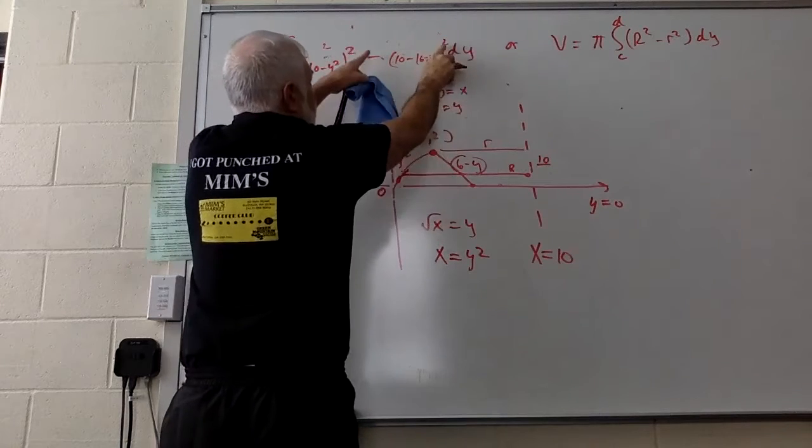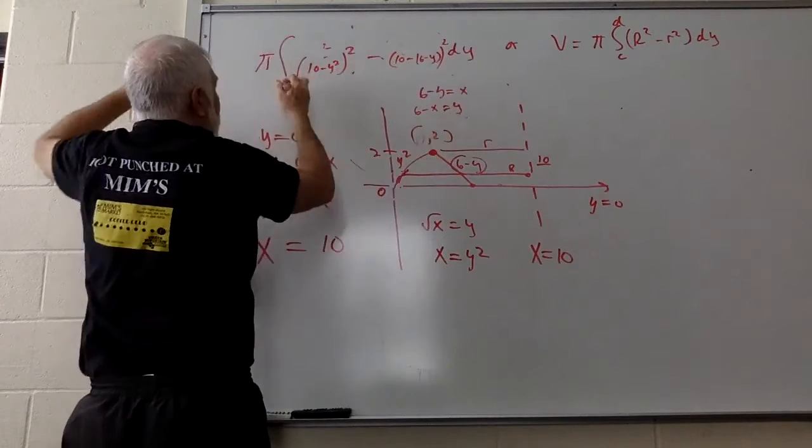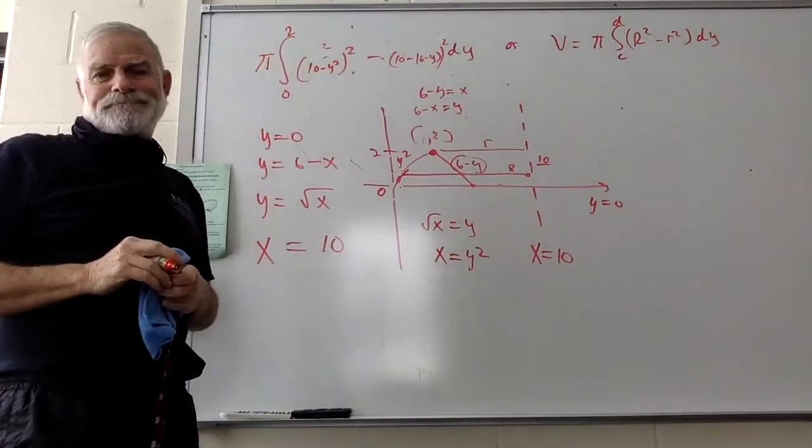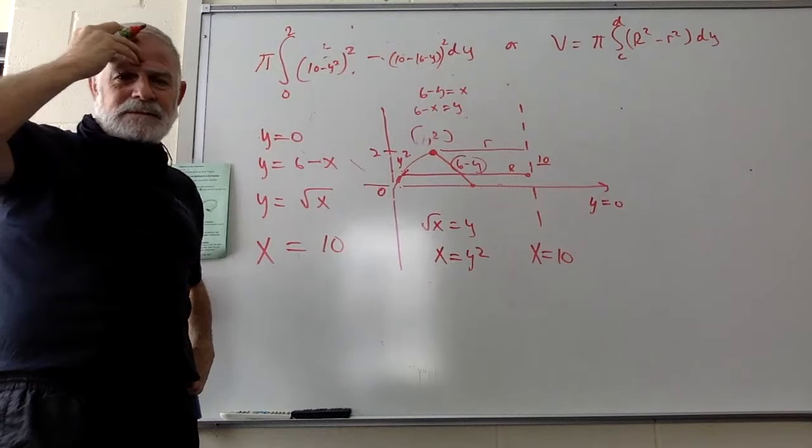Squared. Easy to forget the squares, easy to forget the pi, easy to forget the 0 to 2. Lots of places where it's easy to forget something. So I just forgot what I said.